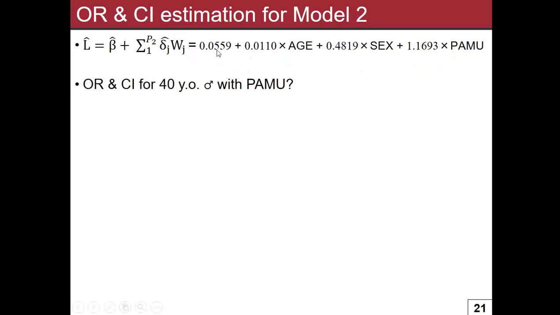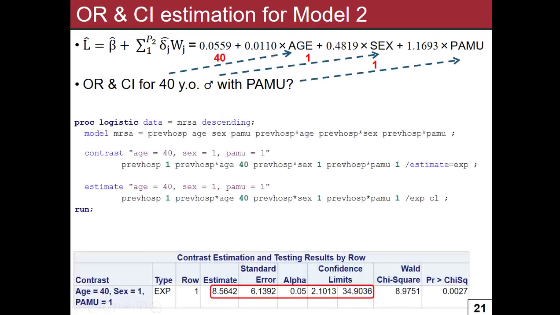So this is the odds ratio expression for that model that we just saw. It had age, sex, PAMU, and these were the beta and delta estimates that came out of SAS. And so the question is, what's the odds ratio for somebody who's a 40-year-old male with PAMU? You plug in 40, 1, and 1, corresponding to age, sex, and PAMU, into this formula, and out comes an odds ratio. I'm putting it at the bottom. You would get 8.56.